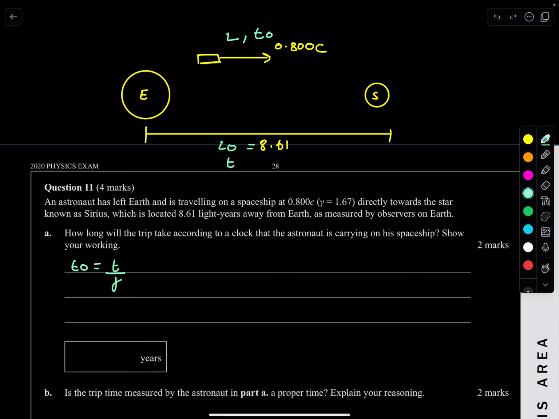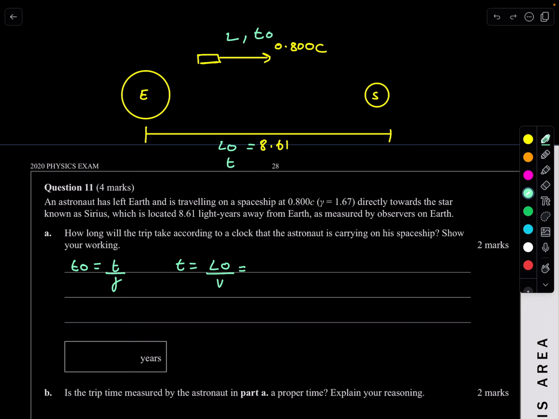So the time that's dilated is L0 over your velocity. But L0 is 8.61 light years. This is kind of stupid because they could have told us the conversion. I've done an exam, I think the 2018 Northern Hemisphere, that had light years as a measurement for distance, but it told you how much each was in meters. This is how you actually determine it.